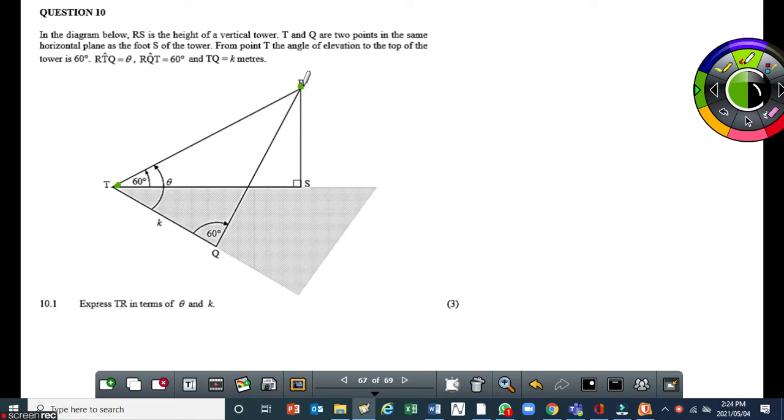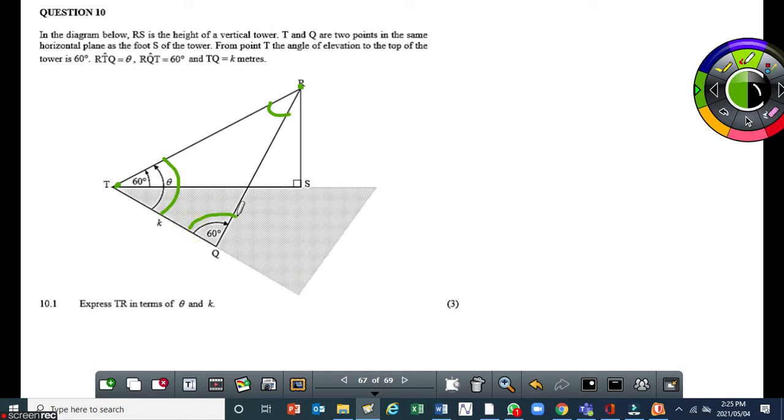Now I also want you to be aware that I need to add some information here before I carry on. If you look at triangle TRS, this angle is 60 degrees and the height of the tower is RS. We don't have the length of TS. We have got TQ, which is K. Now TQ is not part of the right angle triangle, which means I may need to find the size of this angle, because this whole angle here is theta and this is 60 degrees.